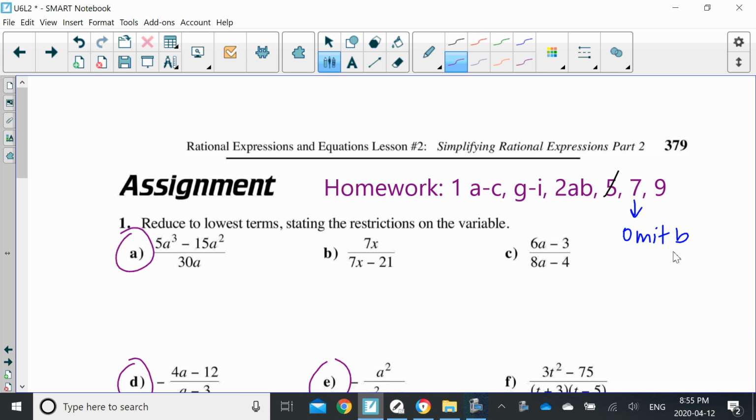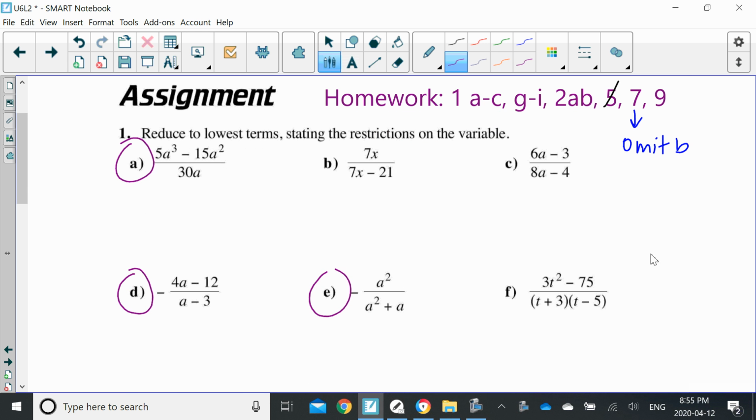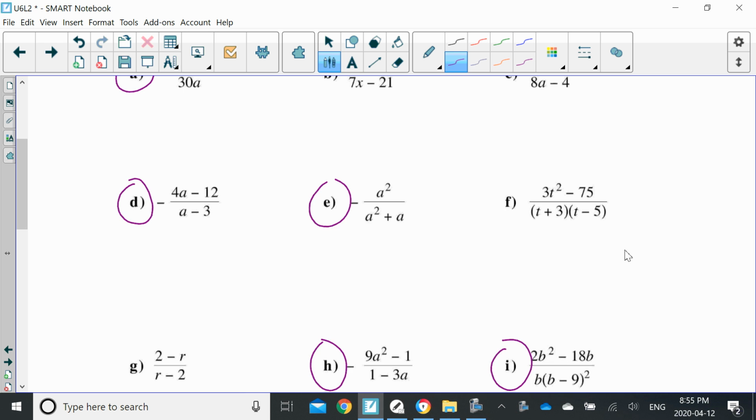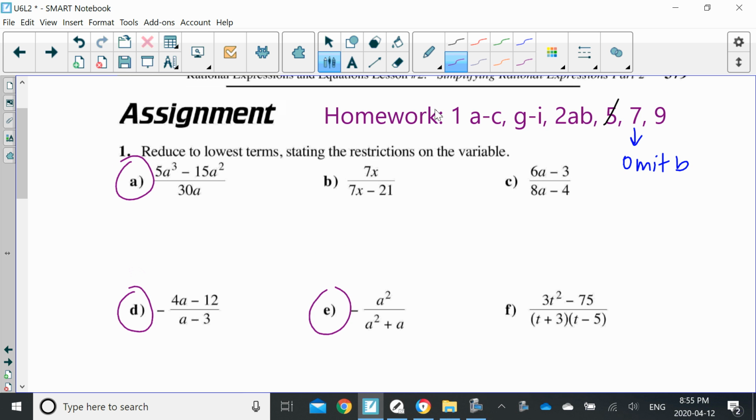I'm going to do some questions from lesson 2 on simplifying. The questions that I'll do are the ones that I have circled: 1, A, D, E, H, and I. And then I'll discuss question 3 and do one of the questions from question 3.